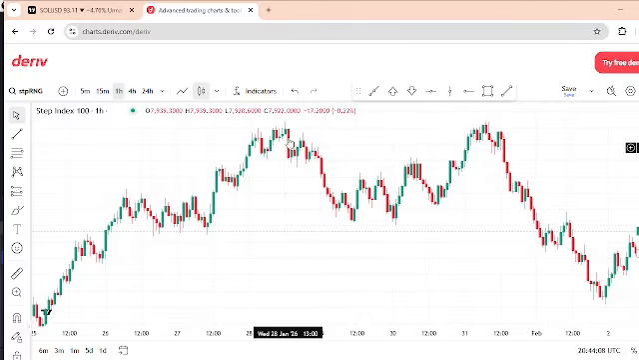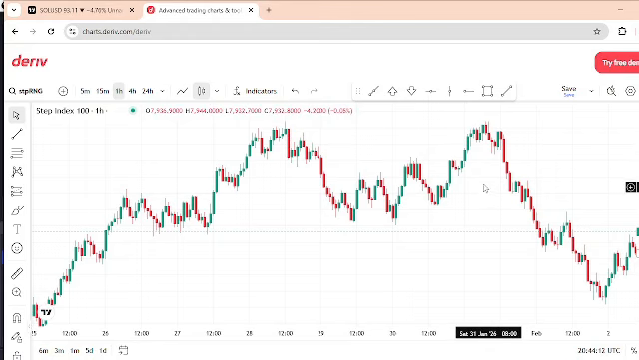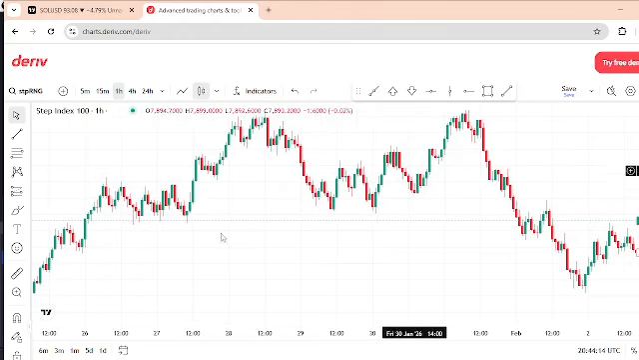These are candlesticks. The red one is selling. The blue one, or the green one, is buying. So I want to end this class here.